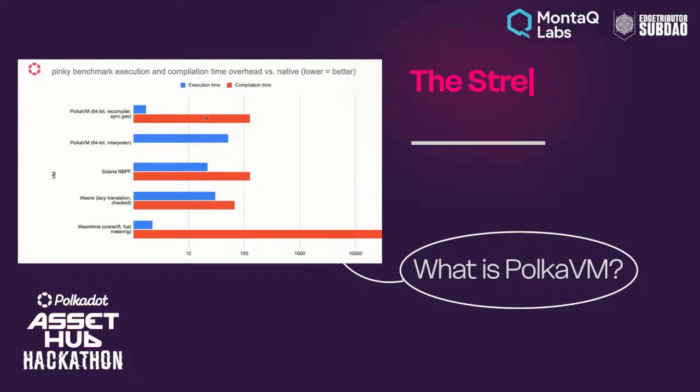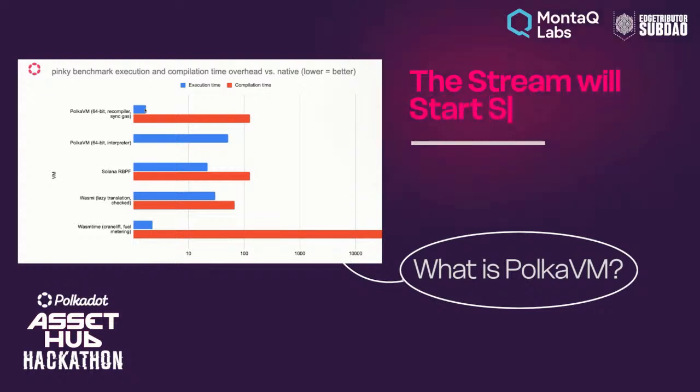And here are some benchmarks. What this does is it executes a NES emulator. It's called Pinky, and we can compile this Pinky NES emulator to various virtual machines. So we have the PolkaVM recompiler, the PolkaVM interpreter, Solana RBPF, and WASMI. WASMI is what the old WebAssembly-based contracts pallet uses. And we also have Wasmtime here, which is what the parachain validation function uses. It's the state-of-the-art WebAssembly compiler, the state-of-the-art WebAssembly implementation.